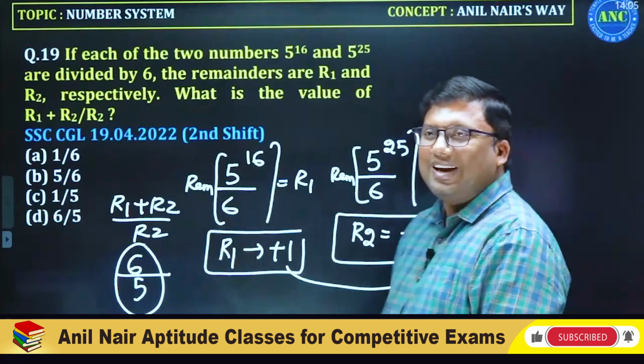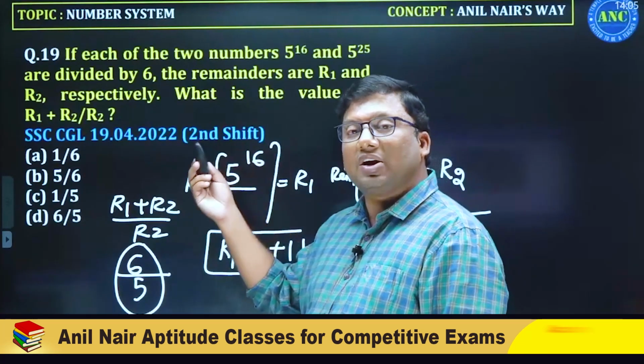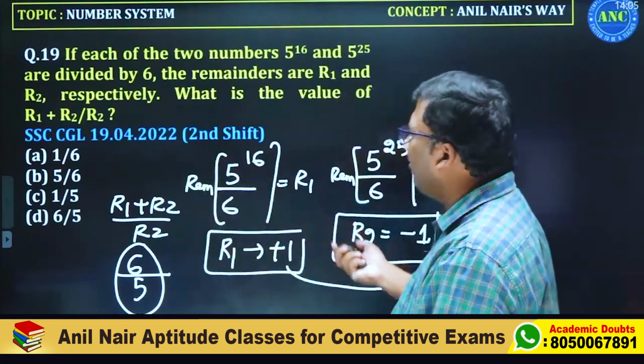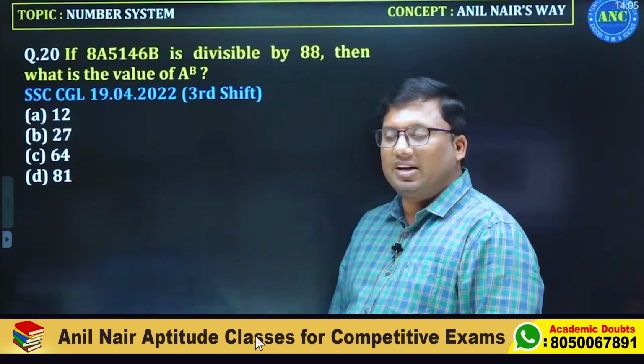Very easy, a negative remainder related question. One power is an odd number, another power is an even number. I hope the idea is clear.